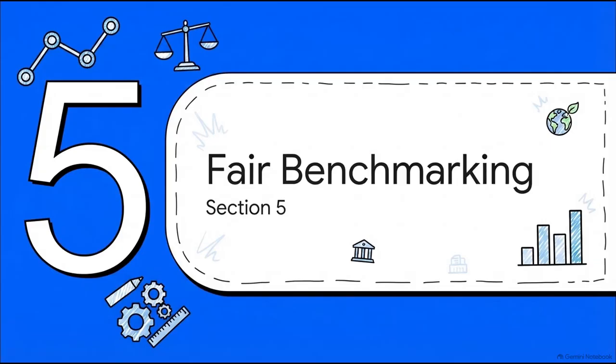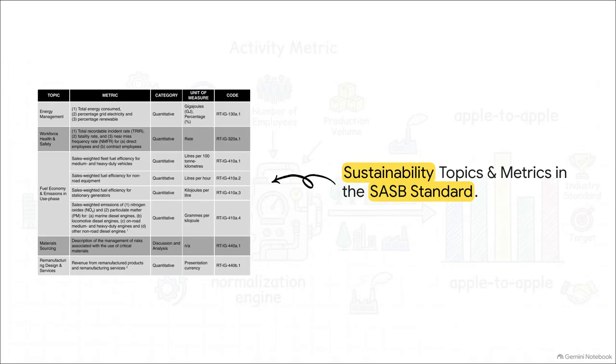All right, section 5, normalizing for fair benchmarking. This is where it all comes together. When you look at the official framework, you clearly see where these raw quantitative metrics sit. In the standards table, you have operational disclosures like energy management, measuring total energy consumed in gigajoules, and workforce health and safety, which looks at incident rates. Now, these are super important numbers, but standing alone, they're just raw absolute figures. They desperately need our activity metrics to actually tell the whole story.